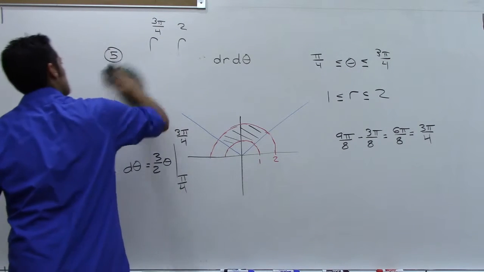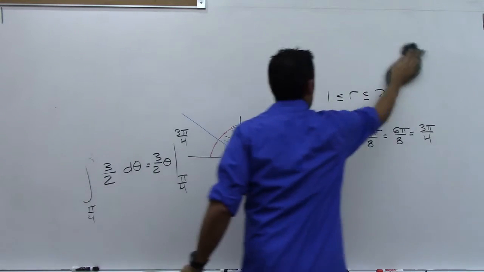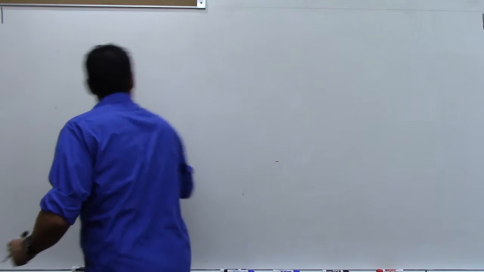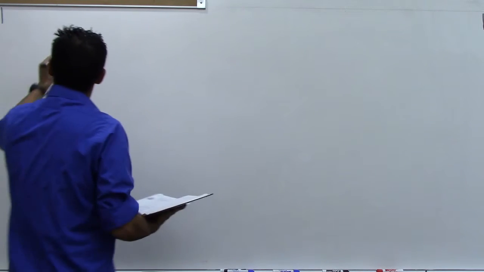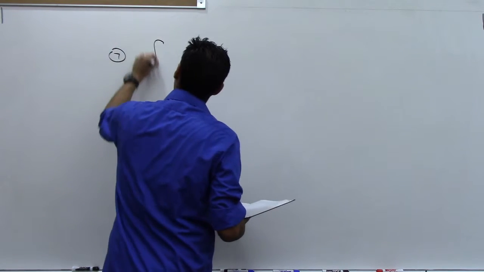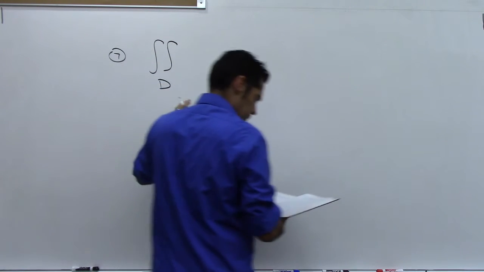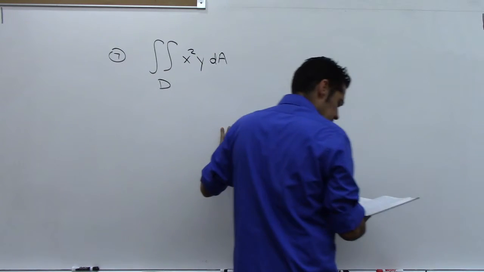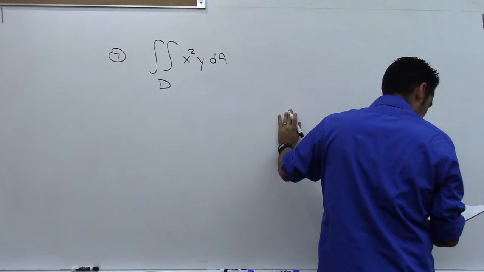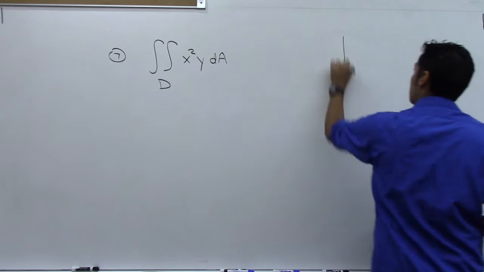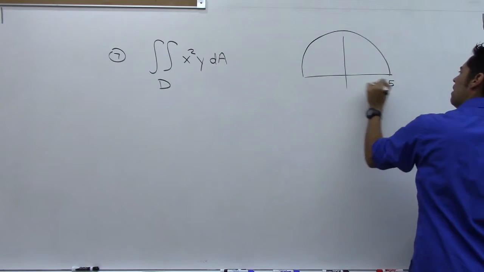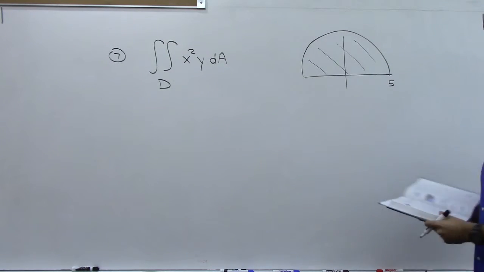All right, number 7. So number 7 is the first one where we actually have to take something and convert it over to polar coordinates. So let's take a look at the double integral. We want the double integral over the region D of x squared y dA, where D is the top half of the disk with the center at the origin and radius 5. Top half of a disk centered at the origin, radius 5. So we want that region right there.